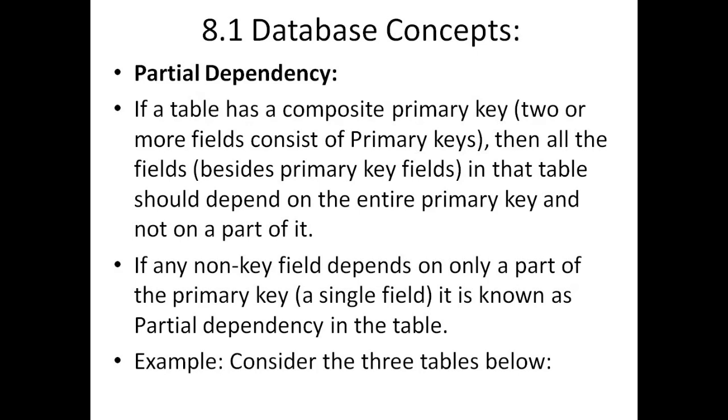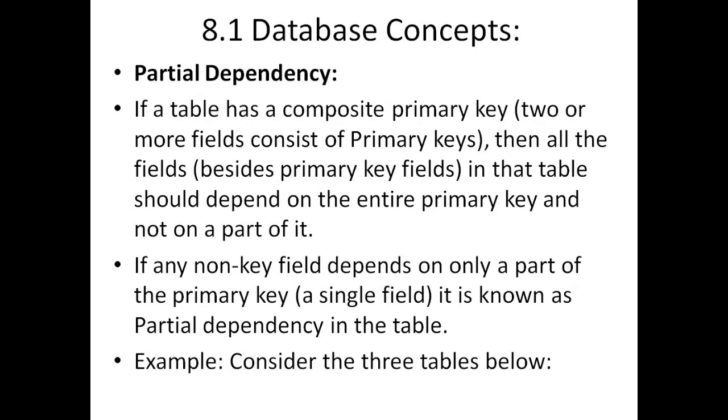If a table has a composite primary key, which basically means if a table contains candidate keys or alternative keys or secondary keys, basically it means if a table has two or more fields which are atomic or which are unique, and obviously out of them one you'll designate as the primary key, then all the fields besides the primary key fields in the table should depend on the entire primary key and not on a part of it. Basically it means the non-primary key attributes should not depend only on one of the candidate keys, but they should rather be dependent on all the possible primary keys or all the candidate keys.